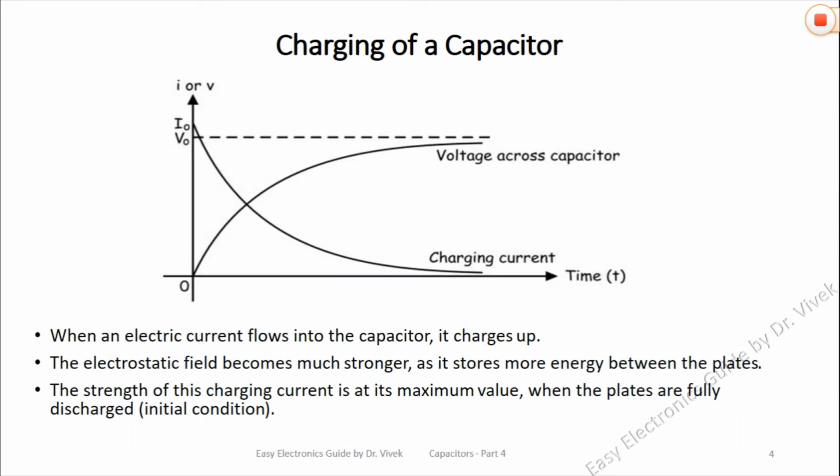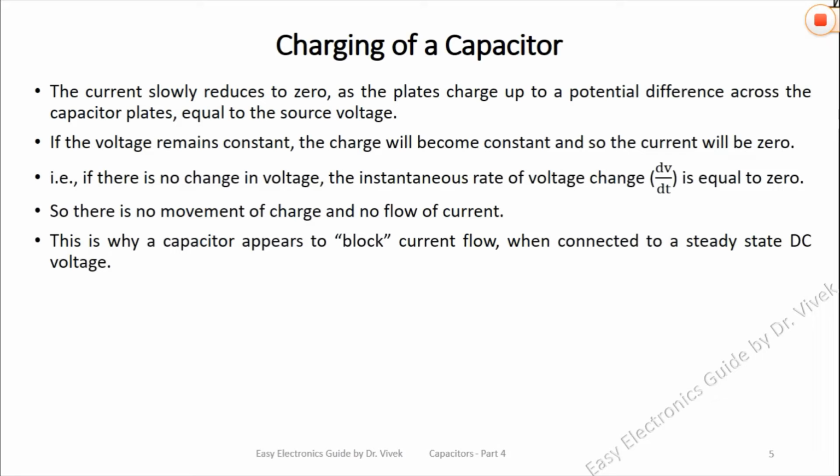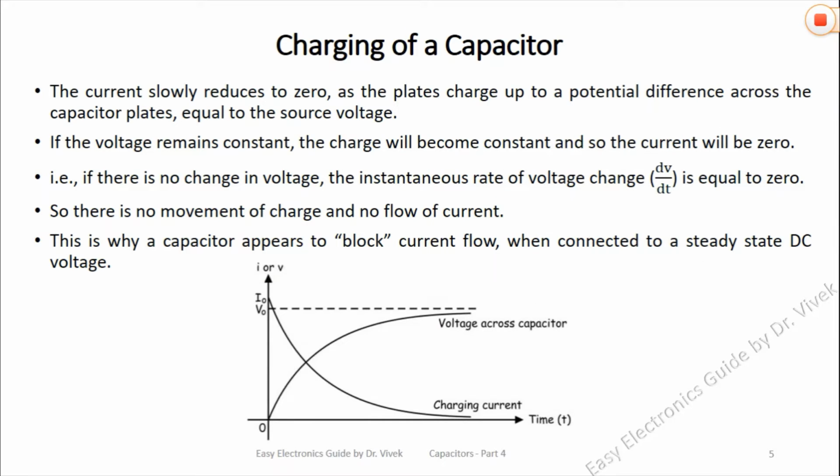When an electric current flows into the capacitor, it charges up. The electrostatic field becomes stronger as it stores more energy between the plates. The strength of this charging current is at its maximum when the plates are fully discharged. The current slowly reduces to zero as the plates charge up to a potential difference across the capacitor plates which is equal to the source voltage.